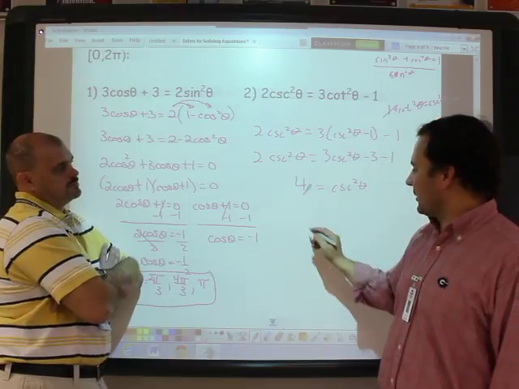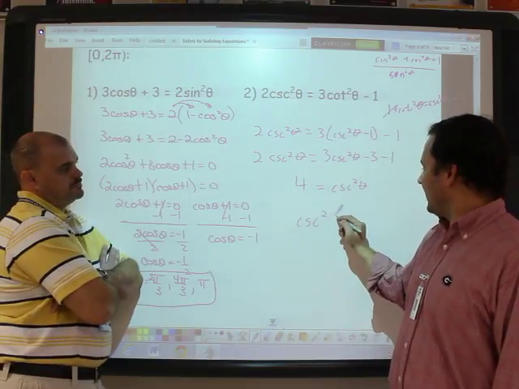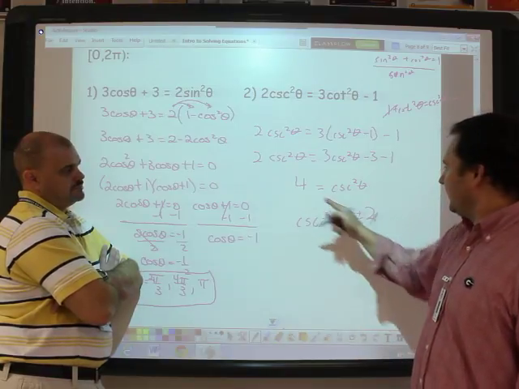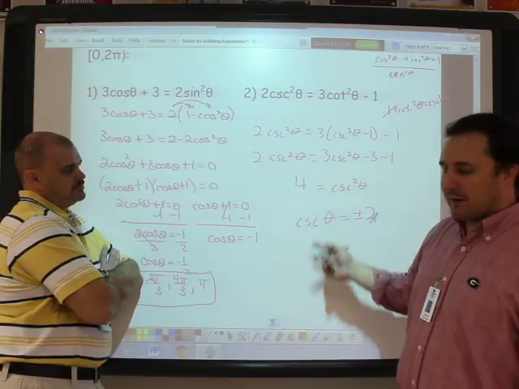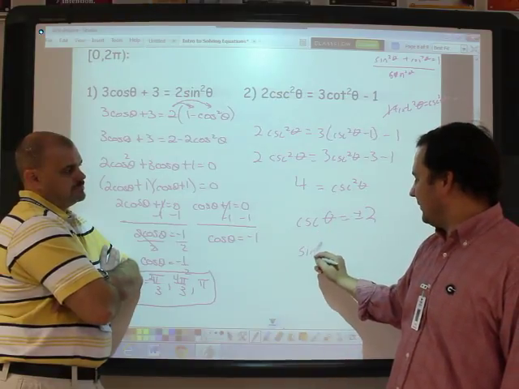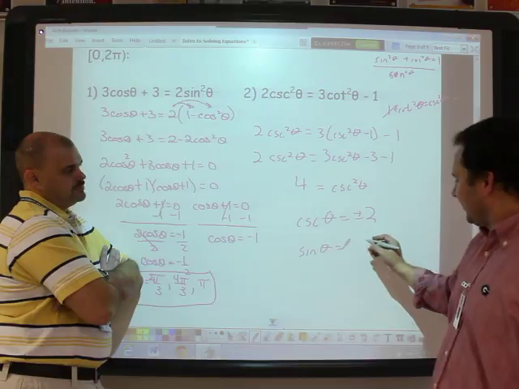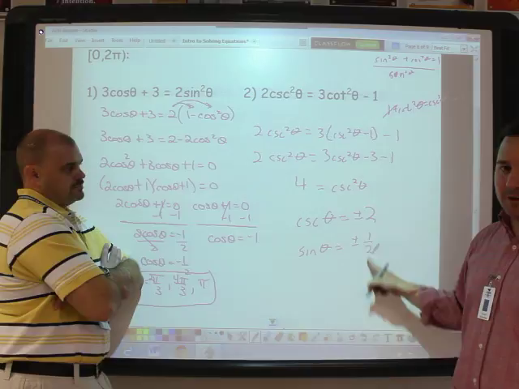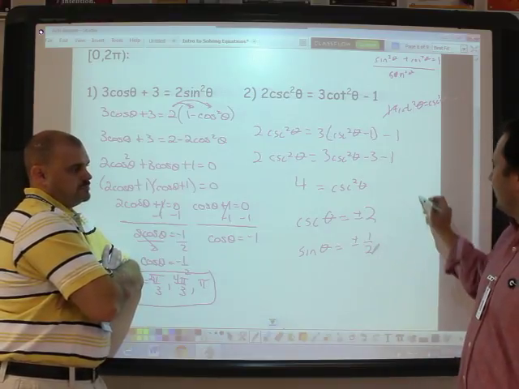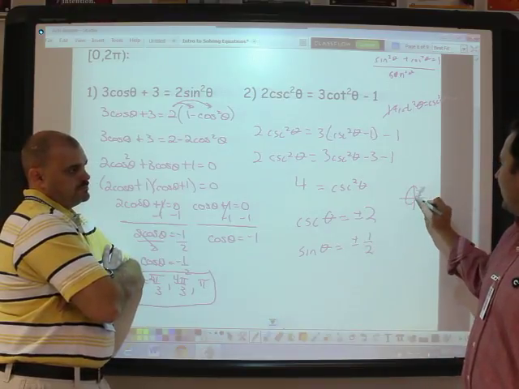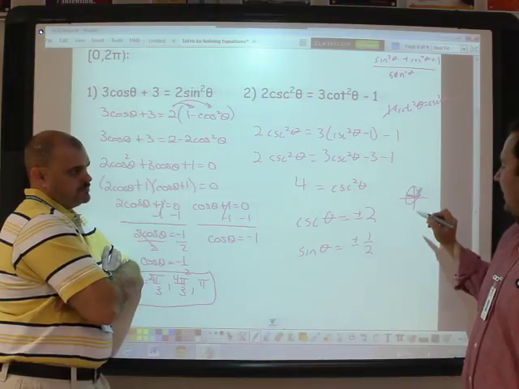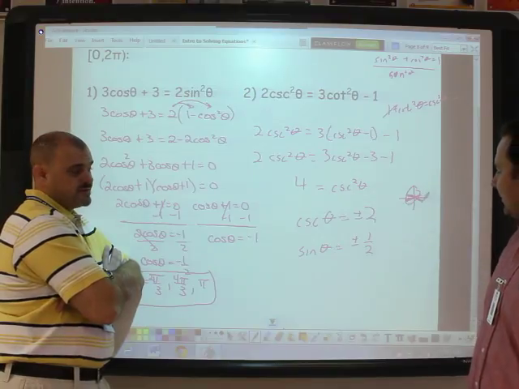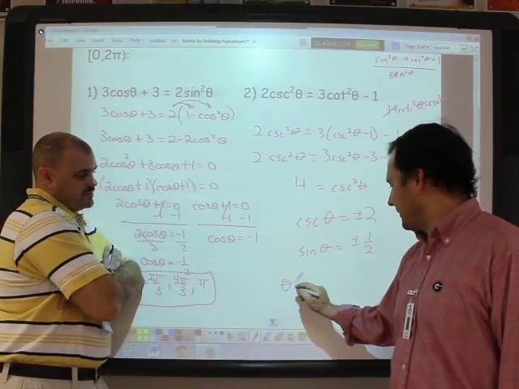So to solve, I take the square root of each side, and I need to take the positive and negative root. The square root of 4 is 2. I've got a cosecant. I can turn that cosecant into a sine and reciprocate the opposite side. So I need angles where sine is positive or negative 1/2. And on your unit circle, that's going to be at pi over 6, 5 pi over 6, 7 pi over 6, and 11 pi over 6. Four answers.